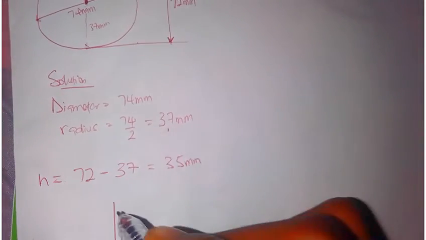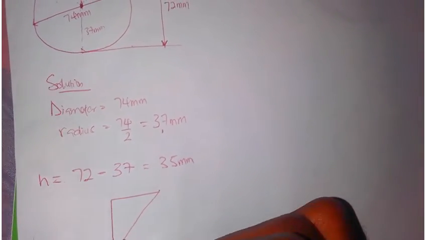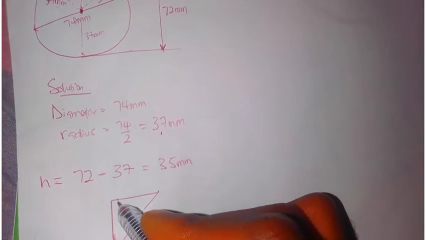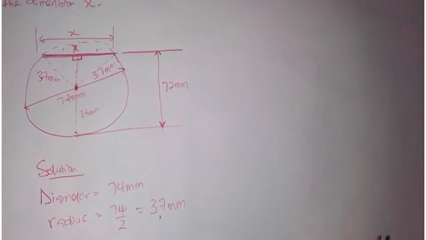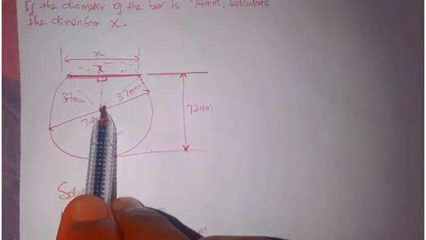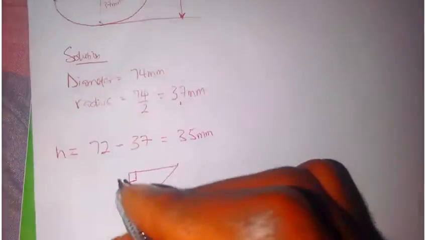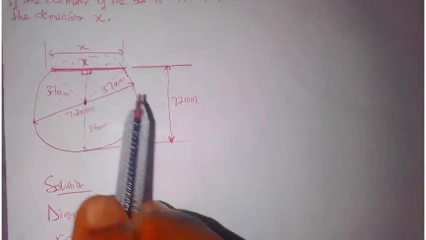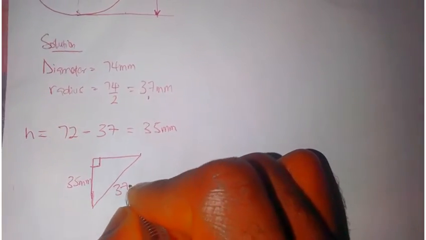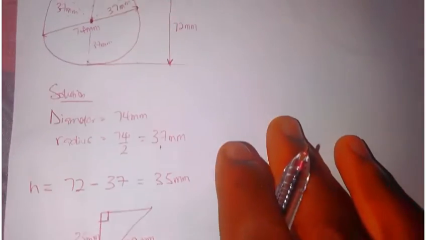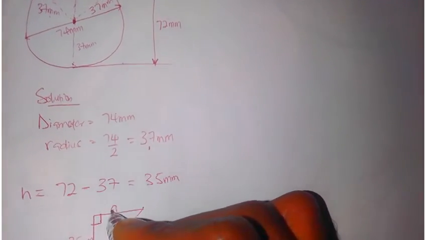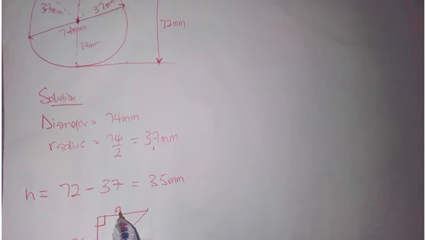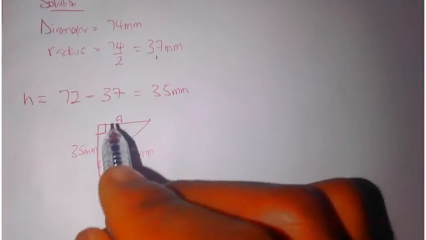I can now bring out the right angle triangle. In which case, this part is now 35 millimeters. This place is still 37 millimeters. Let's find this part. Let's call it A, such that 2 times A will give me X. Now how will I get A?